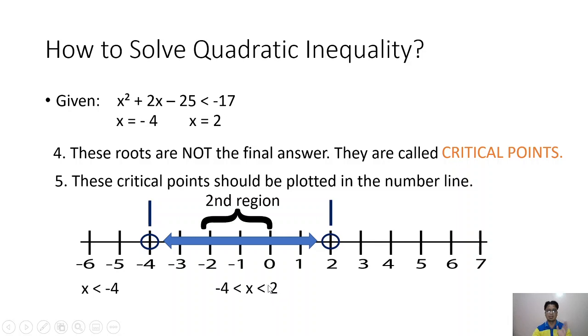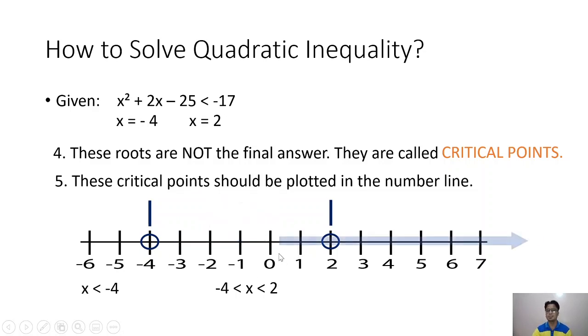Ulit. Hindi po ang pagbasa ay mula dito. Negative 4 less than x less than 2. Ang tama pong pagbasa natin, we will be starting with the variable. X is greater than negative 4, but less than 2. Yun po yung matatagpuan natin dito sa second region. Kasama yung dalawang critical points natin, limits or boundaries.